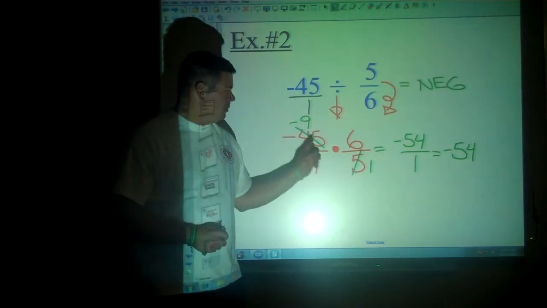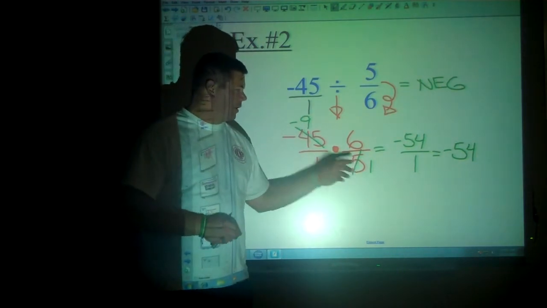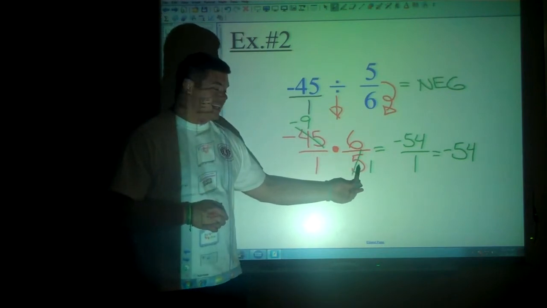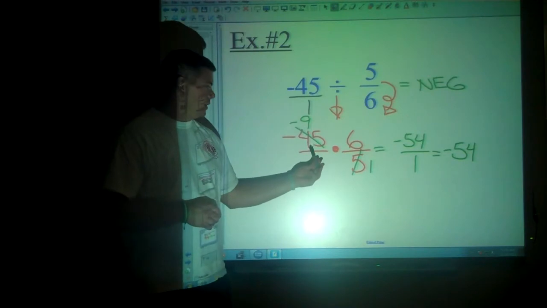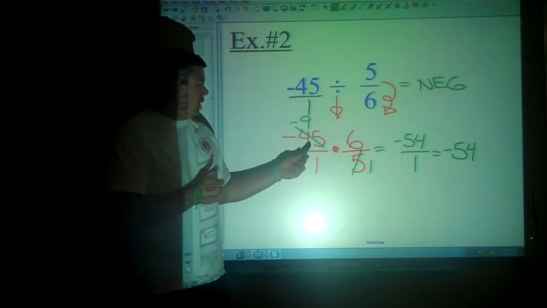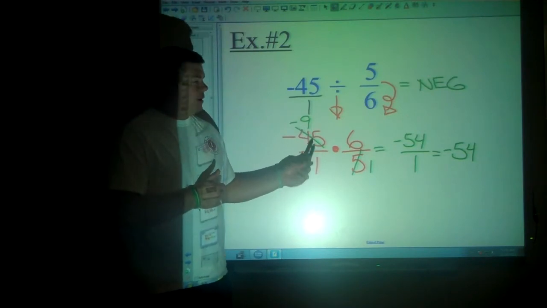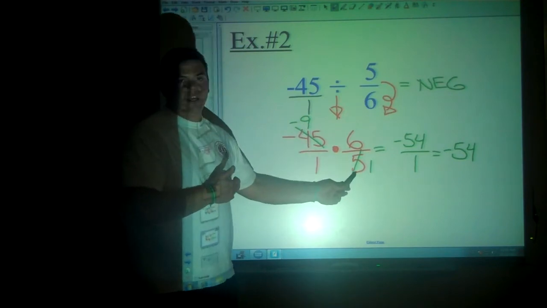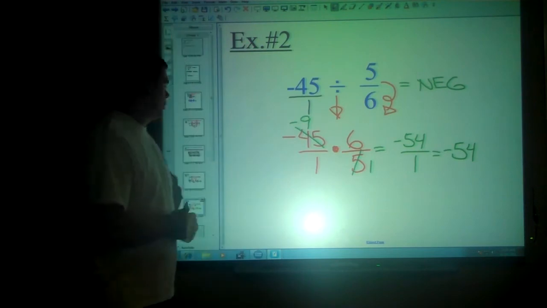This part right here, the cross-simplifying, is sometimes hard for people. They aren't quite sure how to do that. Remember, you are trying to think of a number that will go into this evenly and go into this evenly. Certainly there's other numbers that might go into 45, like 15, for example, goes into 45, but it doesn't go into 5. You have to pick something that will go into both of them.